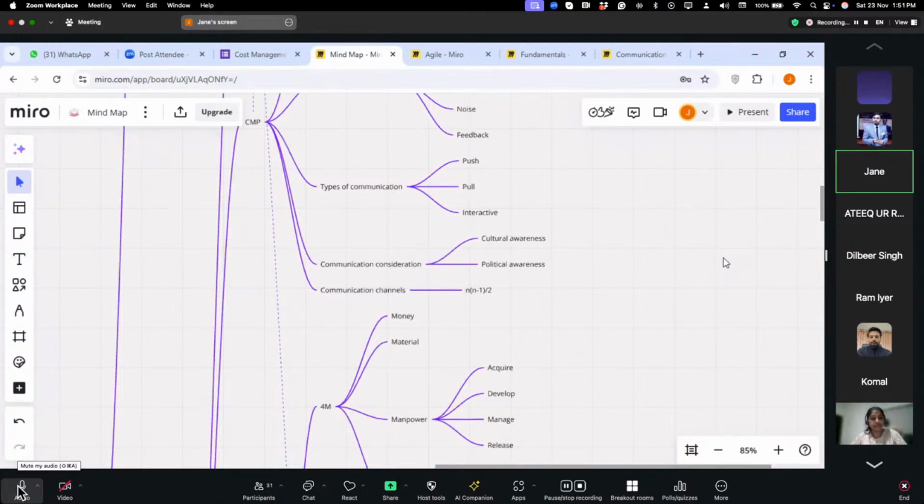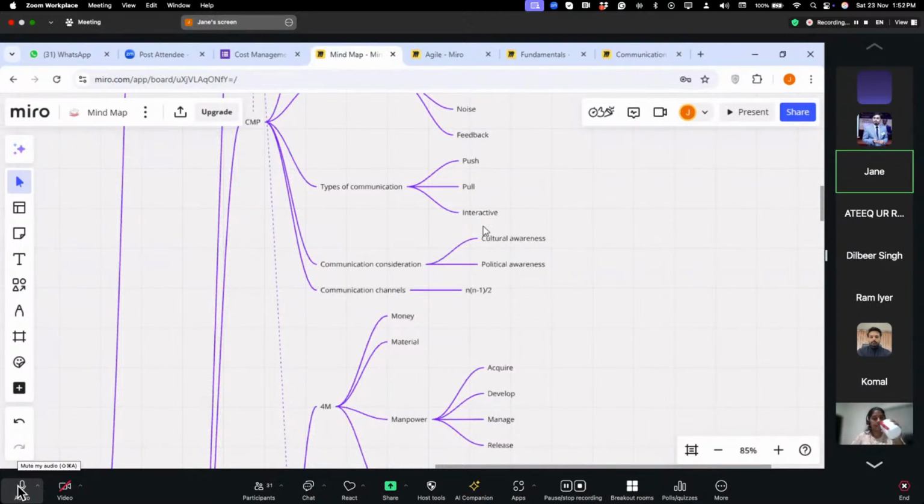So push communication is a one-way communication. Examples are letters, emails, memos, and all that. In pull communication, they put in a little more effort to make it better. So here the examples are website information, online research, and things like that. And then we have the interactive. Interactive is the most effective two-way communication that is mostly preferred in a project, and examples are interactive videos and quizzes and all that.